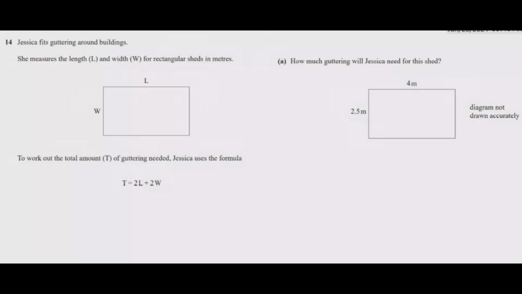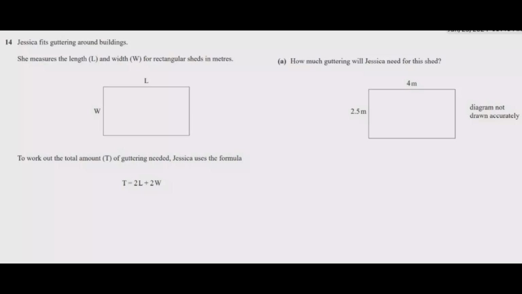Okay, question 14 was as follows. Jessica fits guttering around a building. She measures the length, which is L, and the width, denoted by W, for a rectangular shed in meters.